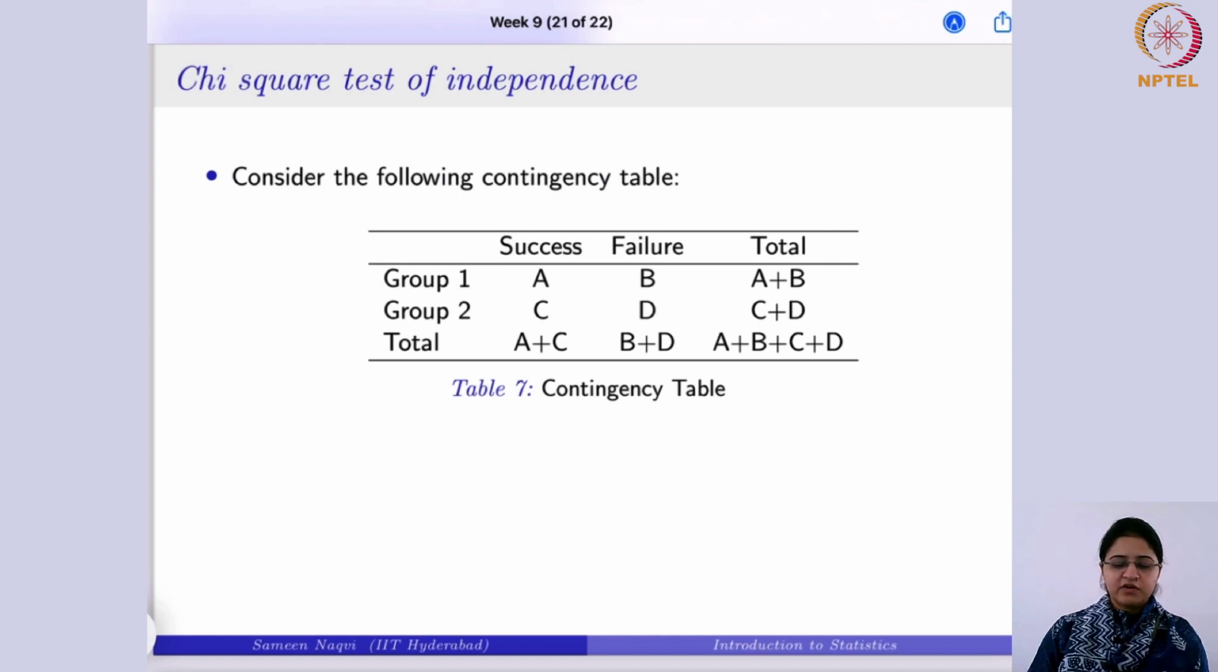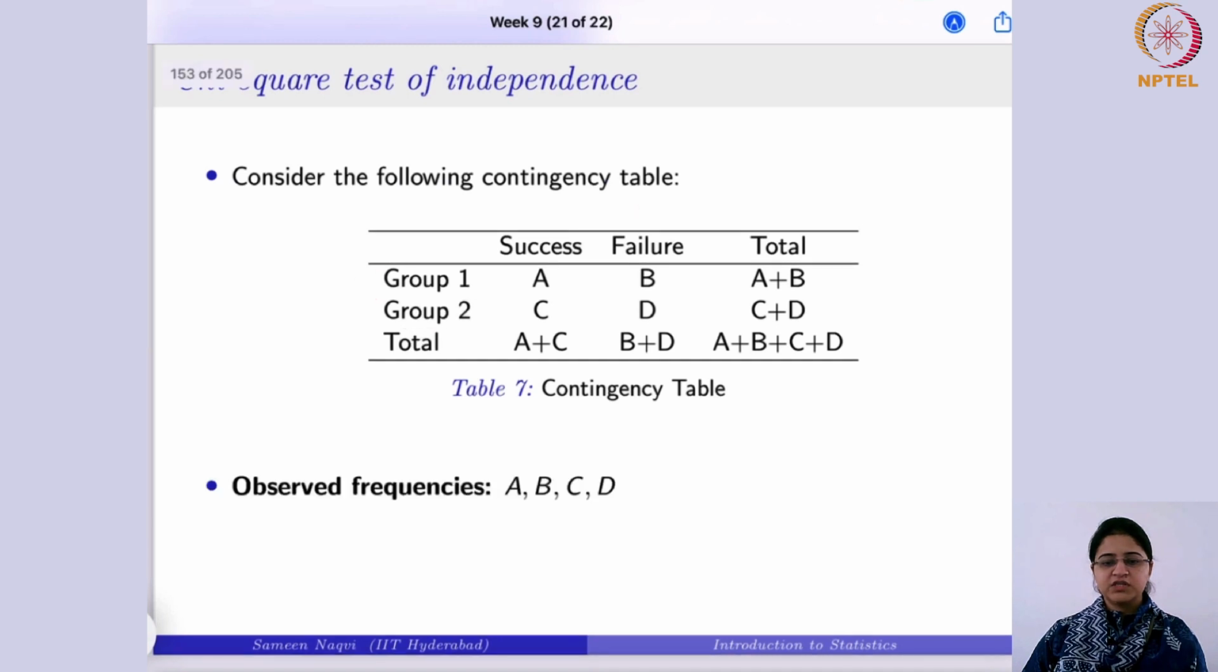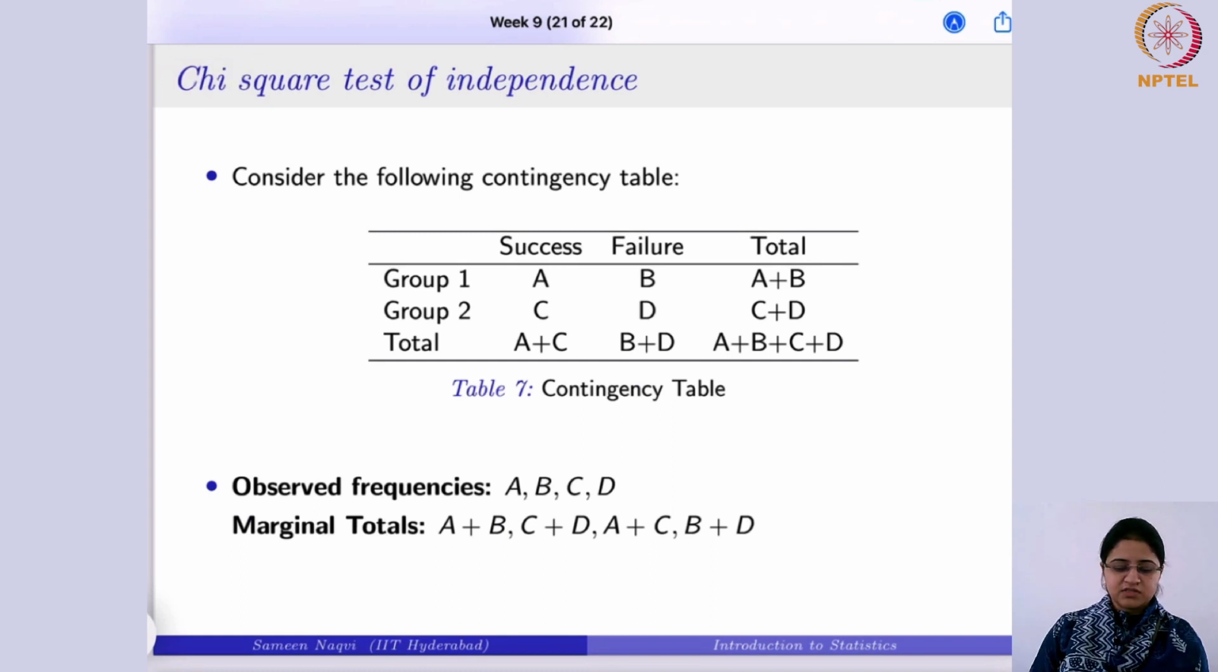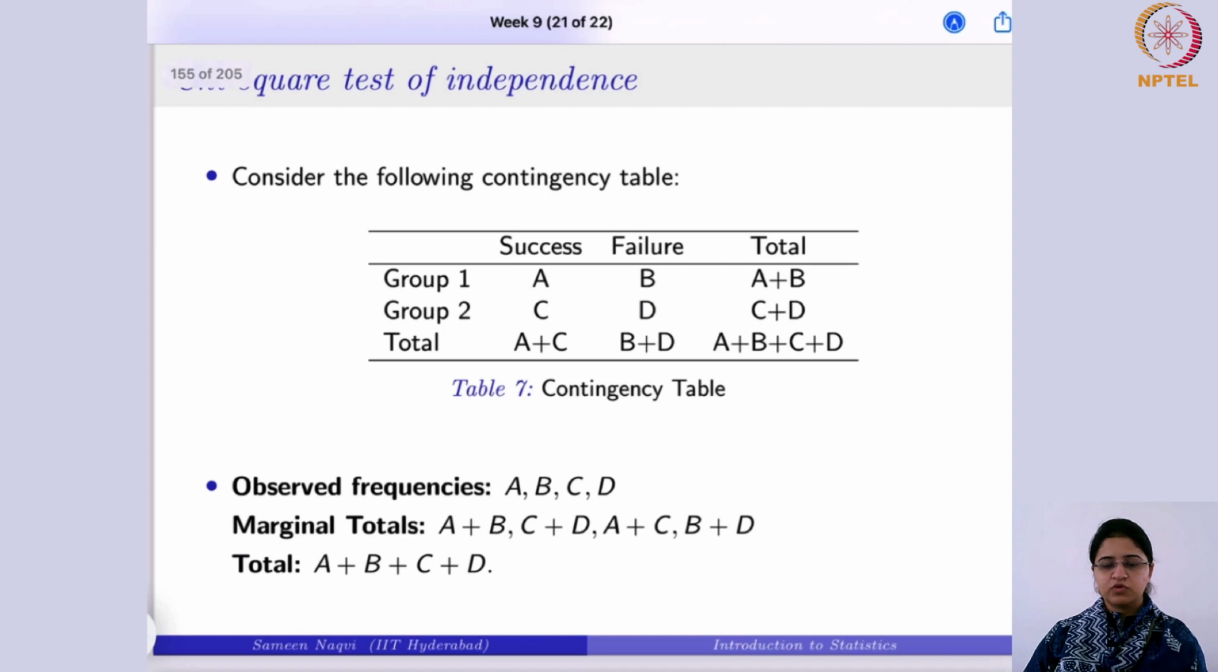To understand this, let us consider the following contingency table. You have two categories here, success and failure, and on this side you again have two categories, group 1 and group 2. These are the observed frequencies A, B, C and D. Then what is your marginal total? The marginals are A plus C, B plus D, A plus B and C plus D. And this one is your grand total: you add up all the observed frequencies and you get the total.